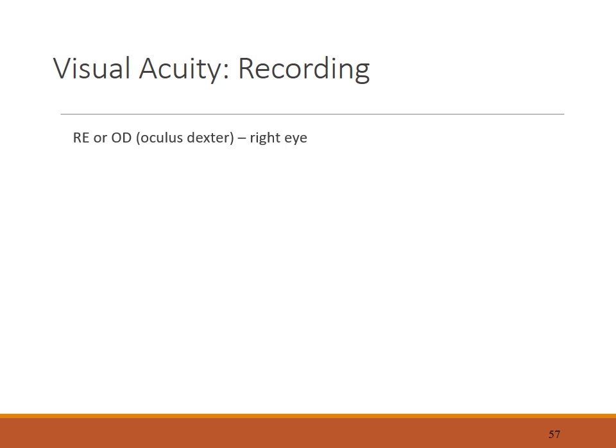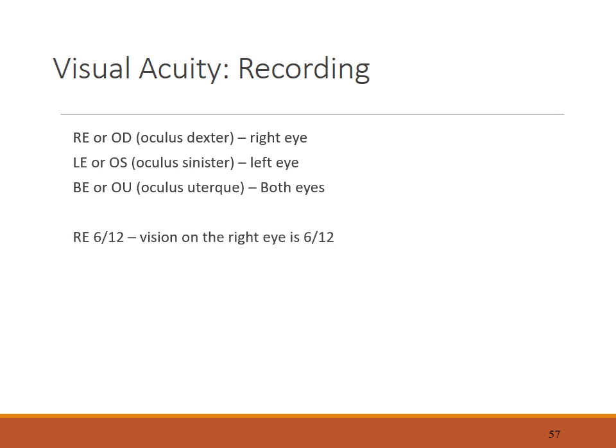Recording and interpretation. We can record the visual acuity for the right eye as RE, the left eye as LE, and both eyes as BE. For example, vision on the RE 6/12 means vision on the right eye is 6/12. LE 6/12 minus 2 means vision on the left eye is 6/12, and 2 letters are incorrect.